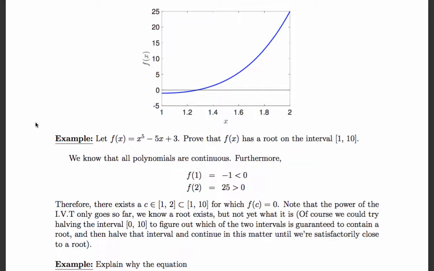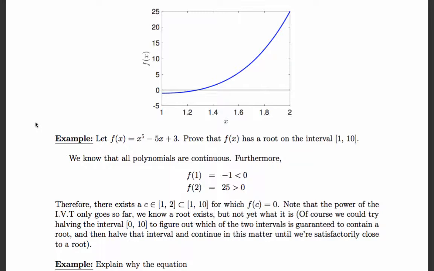Well, f of 1 is negative. F of 2 is positive. In fact, f of 2 is 25. That means there exists a value between 1 and 2, which is contained in the domain 1 to 10, for which f of c equals 0. Now, note here that the power of the intermediate value theorem only goes so far. We know a root exists, but not yet what it is.